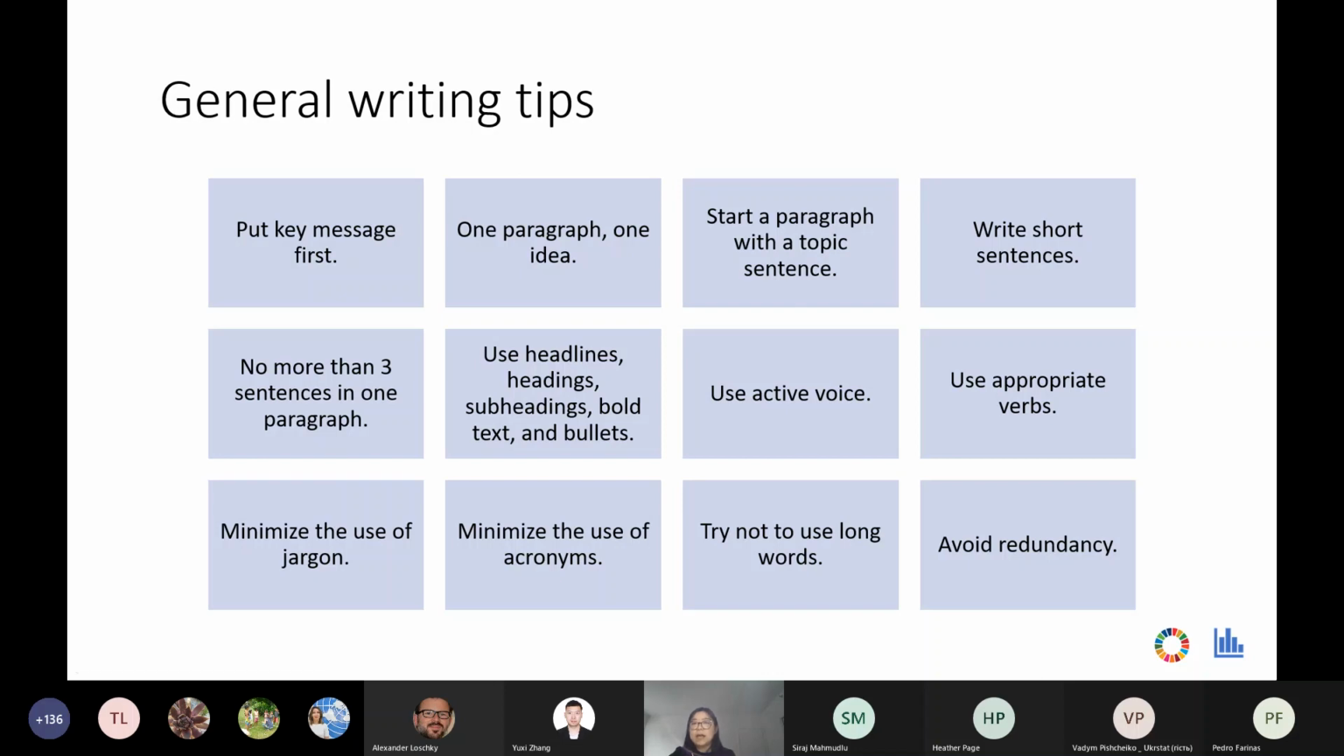So these are some general writing tips for you when you're developing a data story. It is very important to put your key message first. And use headlines, headings, etc. These are all visual aids that I strongly recommend that you use when you are developing your data stories or you're developing your data visualization pieces.